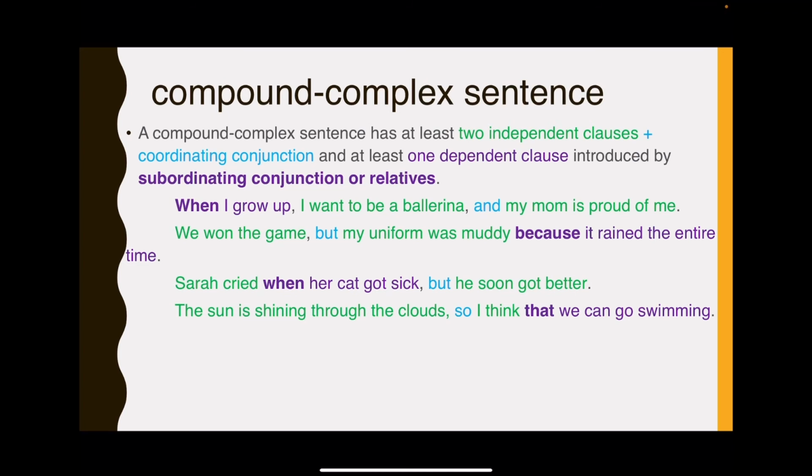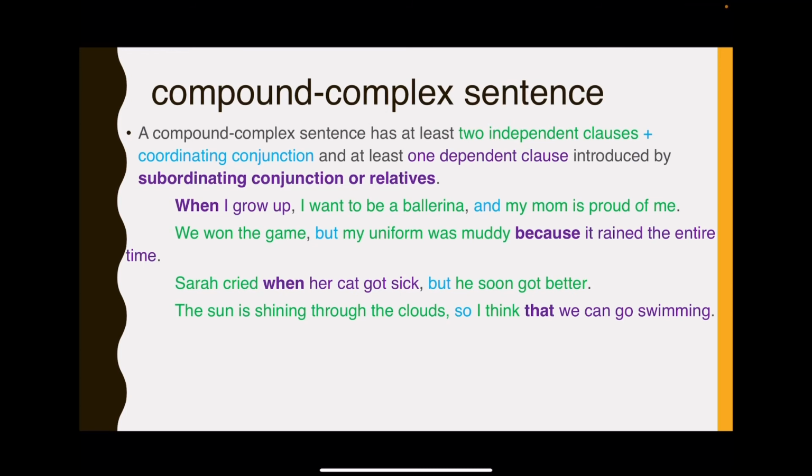Okay, let's see. When I grow up, that is a dependent clause starting by using the subordinating conjunction when, right? And then I want to be a ballerina. This is the first independent clause. Okay, my mom is proud of me. That is the second independent clause joined together by using the coordinating conjunction and. Okay, so you can see that this is like the complete sentence, a compound-complex sentence, because they just follow all of the criteria of a compound-complex sentence.